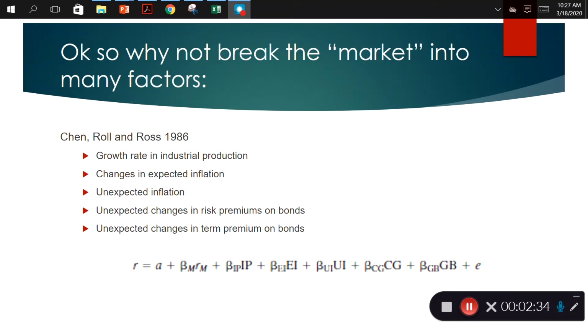Now, when they go ahead and test this, they test it using the two-stage model. So use one chunk of data to estimate the betas, and then use the second chunk of data to see what the impact is. And they end up finding that industrial production, the risk premium on bonds, and unanticipated inflation are statistically significant. Meaning that they do have value, that they do help to predict changes in the market. But interestingly, when they did this, that regular RM, that market index, was not statistically significant.